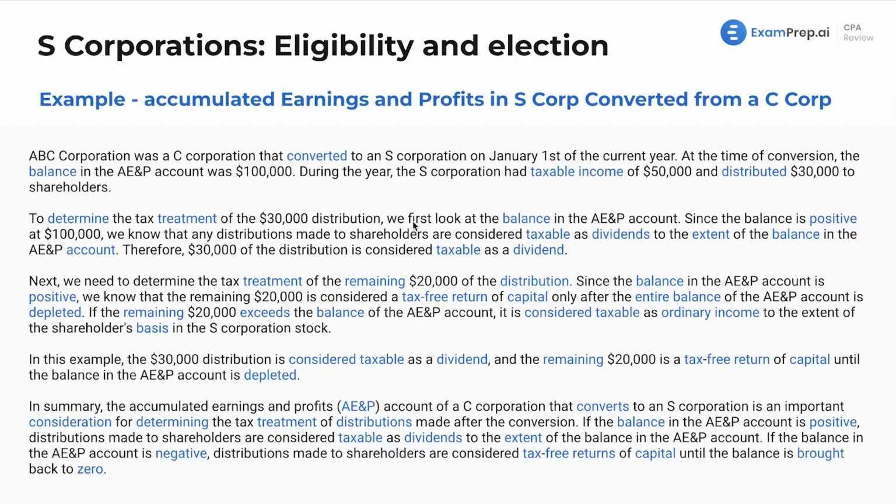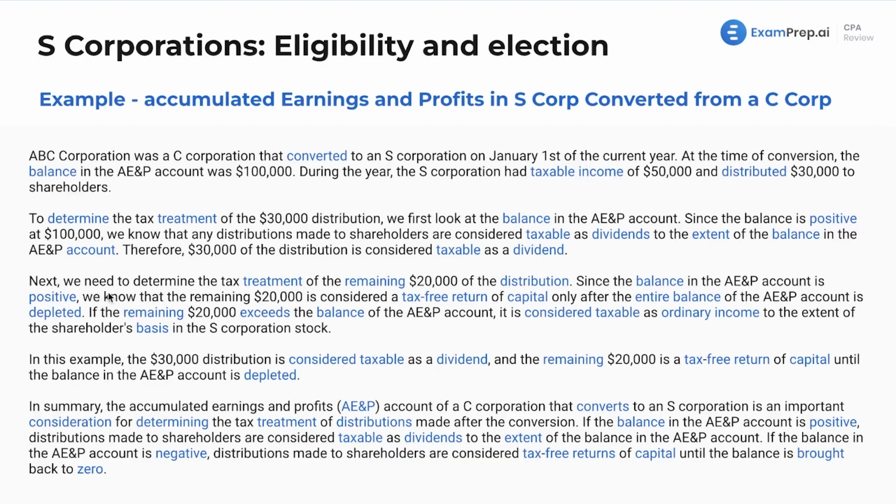Now, since the balance is positive at $100,000, we know that any distributions made to the shareholders are considered taxable as dividends to the extent of the balance in the AE and P account. Therefore, $30,000 of the distribution is going to be considered taxable as a dividend.